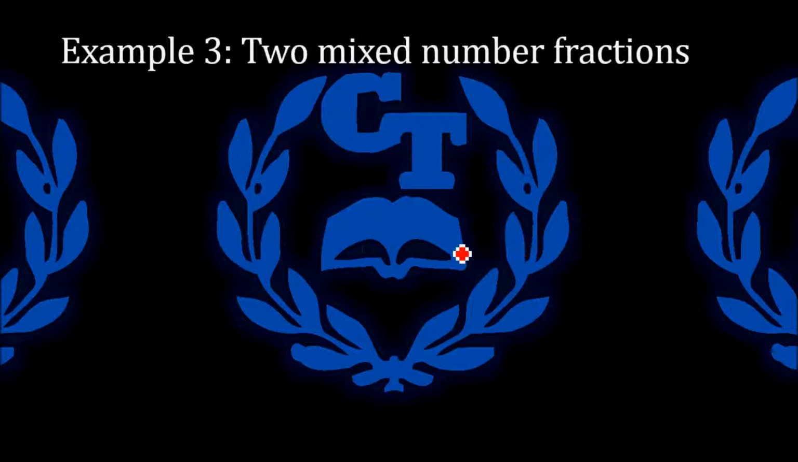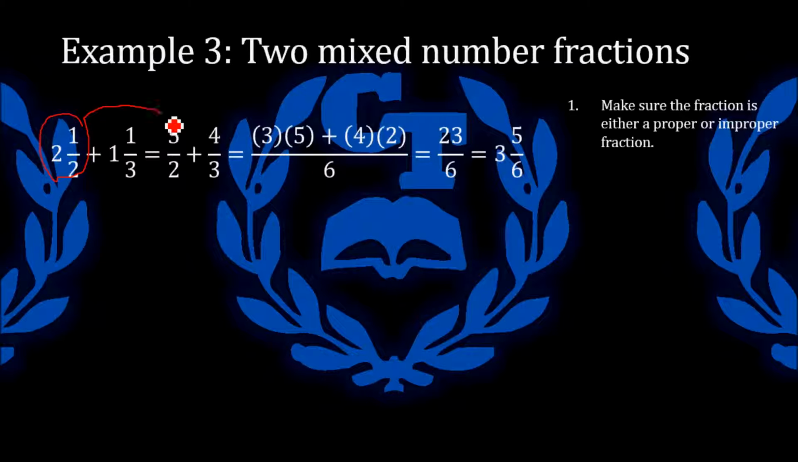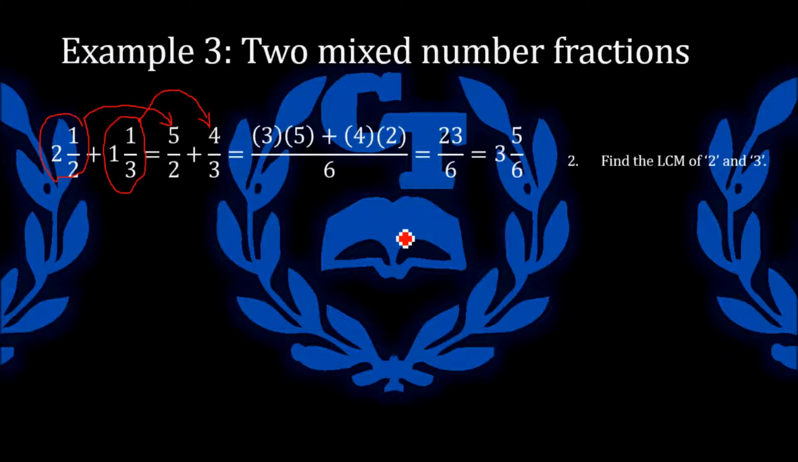Now I'd look at two mixed number fractions. Say for example I have 2 1/2 plus 1 1/3. I can convert both of these to improper fractions, and the improper fraction for 2 1/2 is 5 on 2. The improper fraction for 1 1/3 is simply 4 on 3. Now I have two improper fractions that I can work with. I can simply find the LCM. The LCM of 2 and 3 is 6.